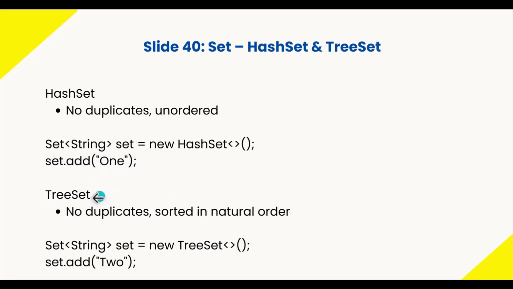Next class is TreeSet. Same, in TreeSet no duplicates are allowed, and elements are sorted in the natural order. So this is the syntax for the TreeSet. If we are using HashSet, at that time we use the class HashSet here. If we are using TreeSet, at that time we use the class TreeSet here. Otherwise both statements are the same. Means the syntax is the same, only the class changes.